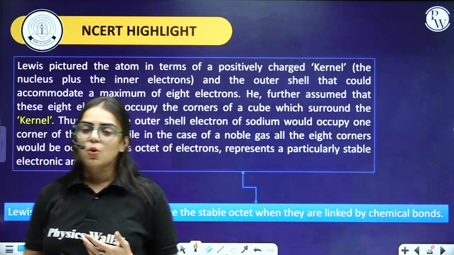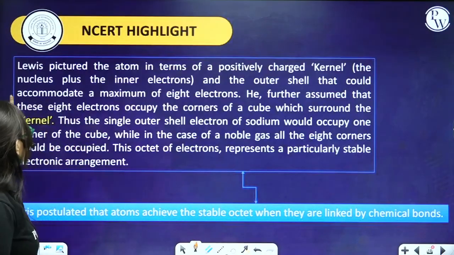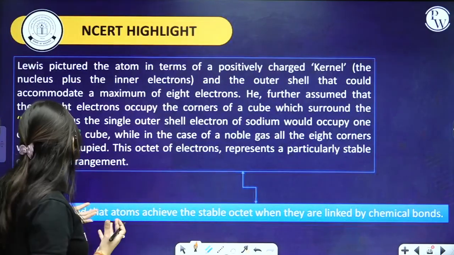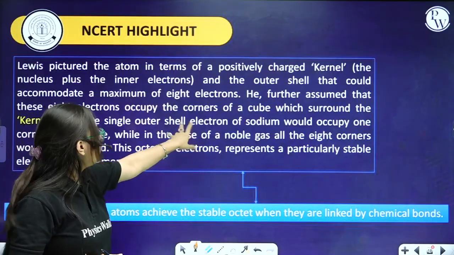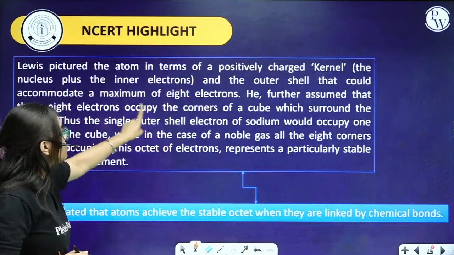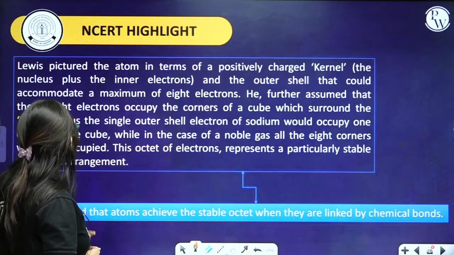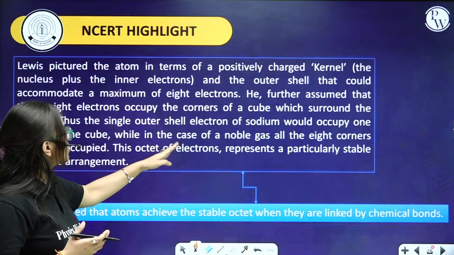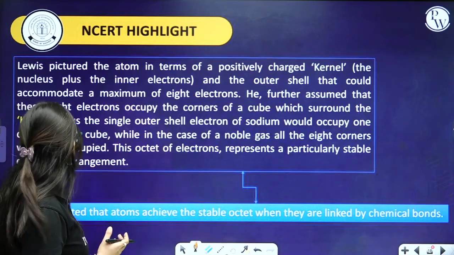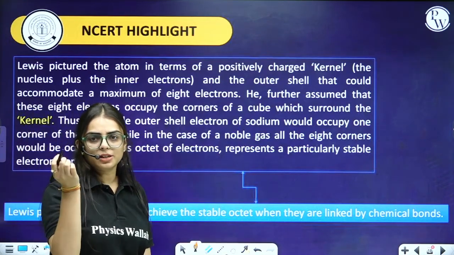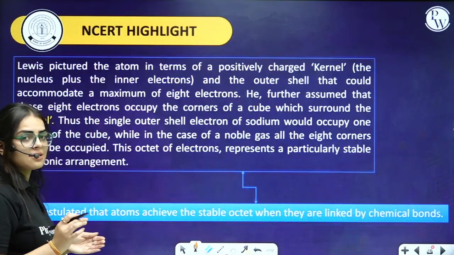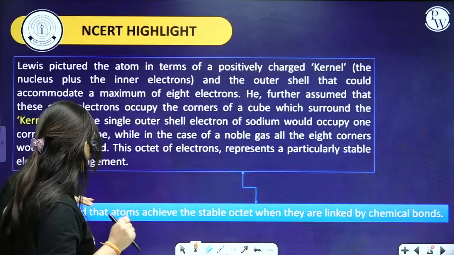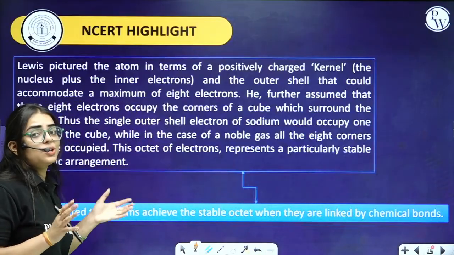Yes, to make your concepts stronger than before. Now see, Lewis pictured the atom in terms of positively charged kernels. Kernels are the positively charged species: the nucleus plus the inner electrons. And the outer shell could accommodate a maximum of 8 electrons. He further assumed that 8 electrons occupy only the corners of a cube which surrounds the kernel. Thus, the single outer shell electron of sodium would occupy one corner of the cube because sodium contains one valence electron. While in the case of noble gases, all the 8 corners will be occupied because noble gases contain 8 valence electrons.